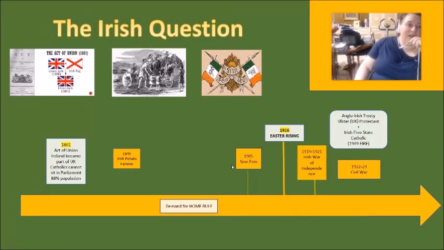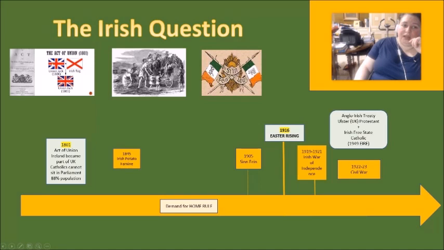Good. Now let's have a look at what happens in the 19th century. This is the period in which the Irish question develops its true colors. Everything starts with the Act of Union in 1801, when Ireland became part of the United Kingdom. So from this moment on, we have the Irish flag added to the Union Jack.